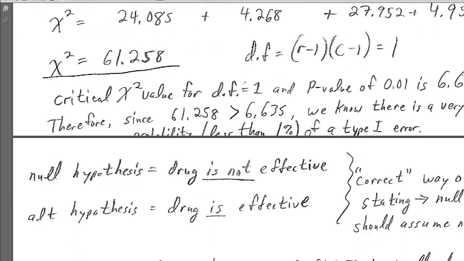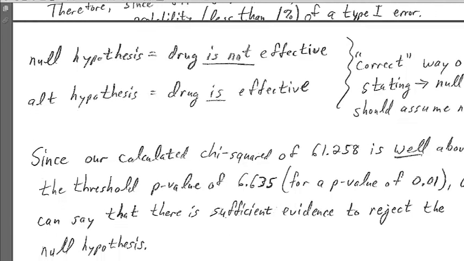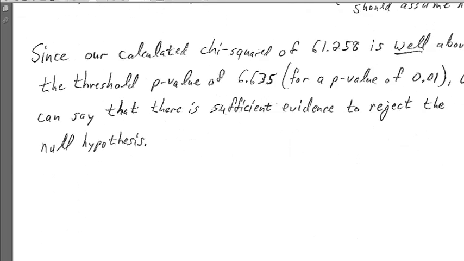So we know that we have something significant, and I stated that the null hypothesis would mean that the drug is not effective. So your null, you typically say there's no difference between groups. Your alt hypothesis typically says that there is a difference between groups, in this case that our drug is effective. And since our calculated chi-squared of 61.258 is well above the threshold of 6.635 for a p-value of 0.01, we can say that there is significant evidence to reject the null hypothesis.